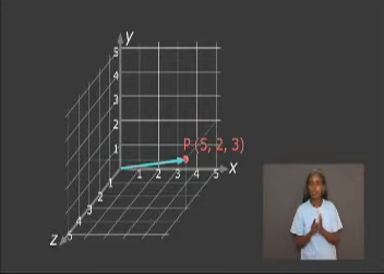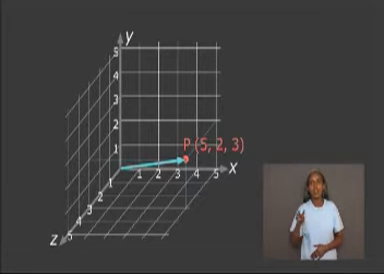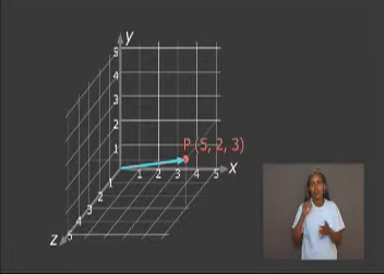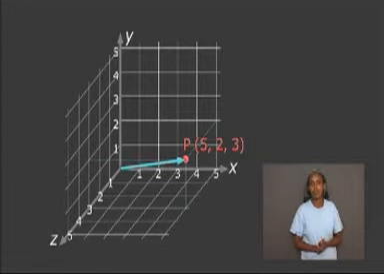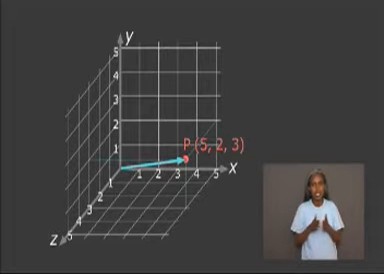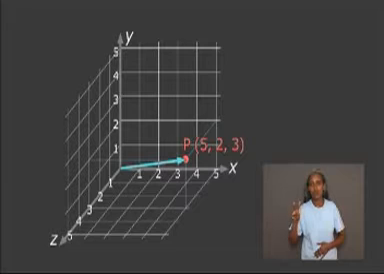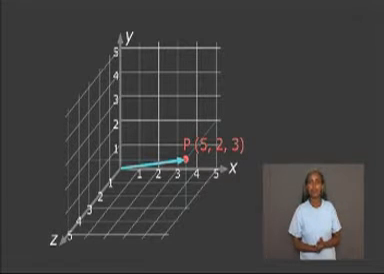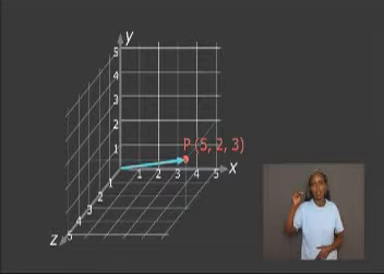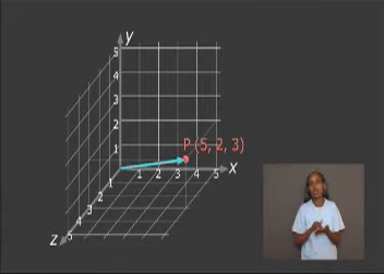For example, here is a vector which terminates at point P. As you can see, it extends from the origin to coordinates 5, 2, and 3. The vector's magnitude is the distance between point O and point P. What is the magnitude of this vector? Students, take a few moments and answer this question.